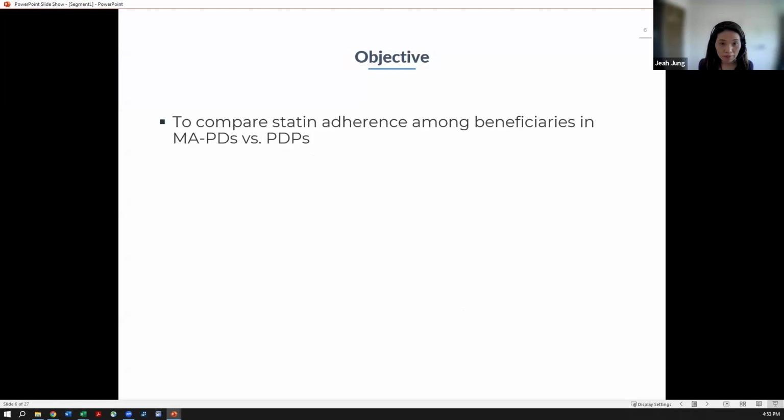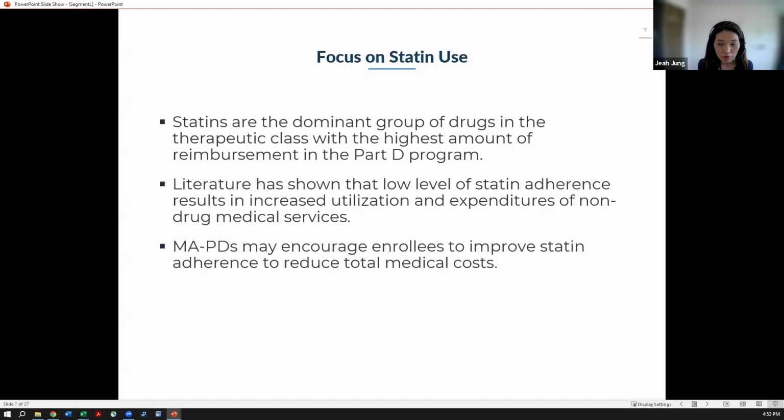So let's see what you find here. We focused on statin use because statins belong to anti-hyperlipidemics, right? When you have a high lipid level in your blood, that's hyperlipidemia. That anti-hyperlipidemic therapeutic class has the highest amount of reimbursement in the Part D program. And among these anti-hyperlipidemics, statins are really the dominant drugs.